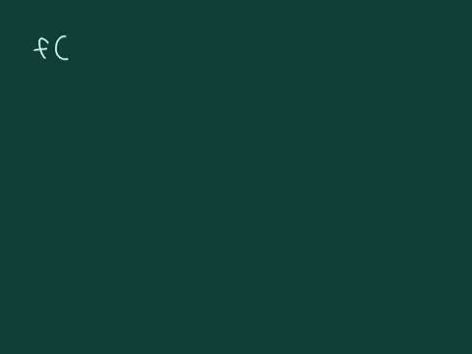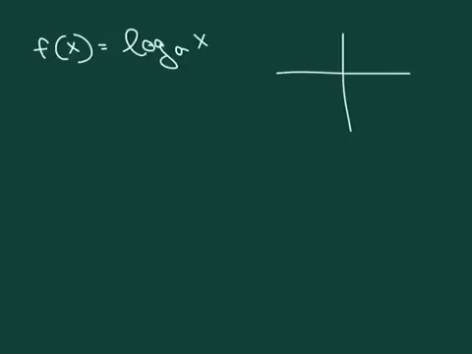So, recall that when we have this graph for any base A, I just put A on there as a letter, it can be anything, it has the x-intercept at (1, 0). The domain is the set of positive real numbers, and the range is the set of all real numbers. The y-axis is the vertical asymptote. So it never crosses the y-axis.